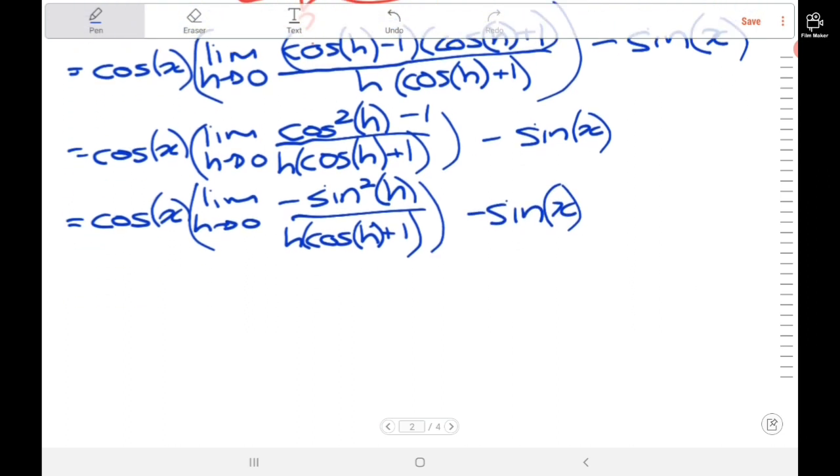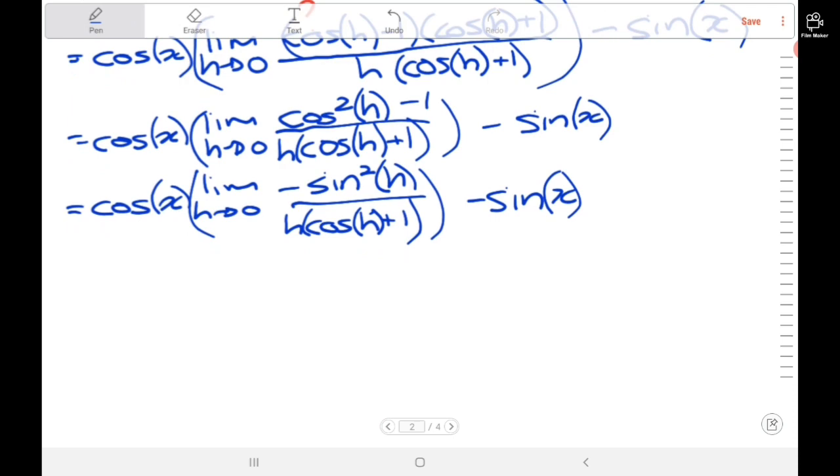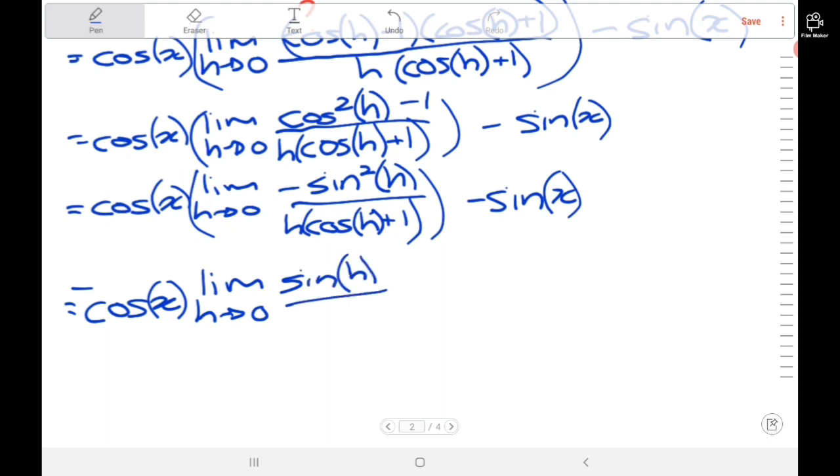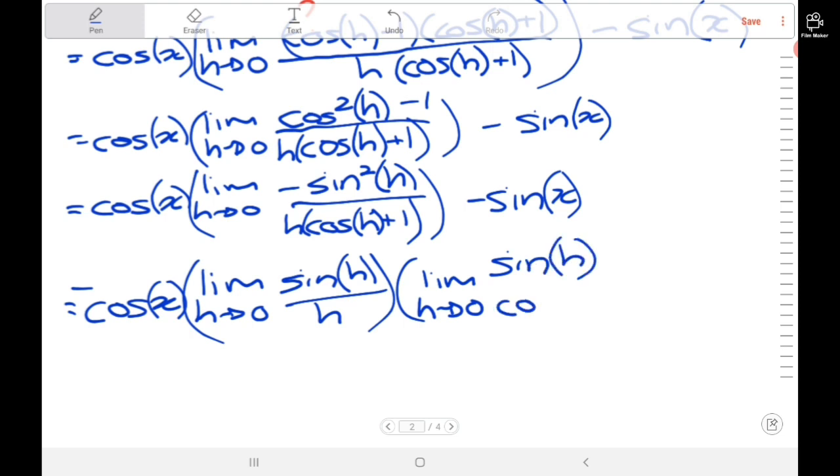So how does this help? Well, it looks like we've been doing a whole lot of rearranging. What does this actually achieve? Well, we can now split this into two fractions. You'll notice, we'll pull the negative sign out the front. You'll notice we have a sine h in the numerator and an h in the denominator. So we can take the limit of sine of h over h. And what we're left with is sine of h over cosine h plus 1.